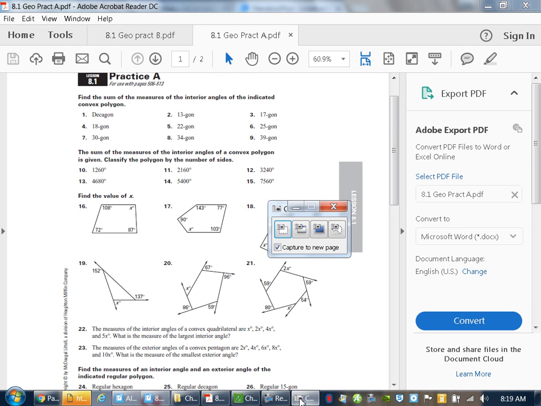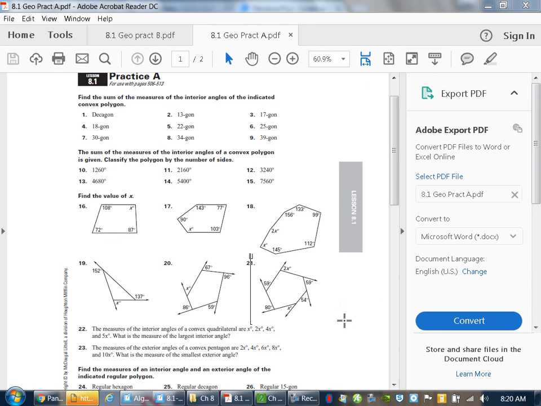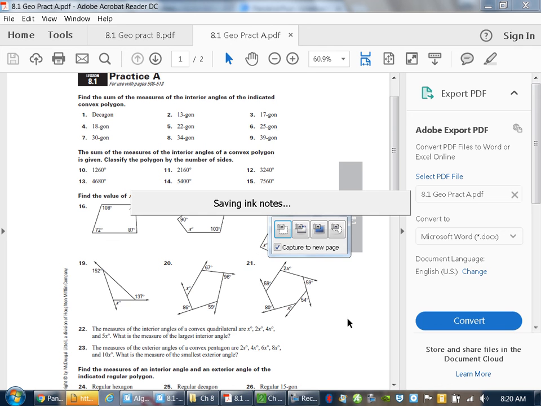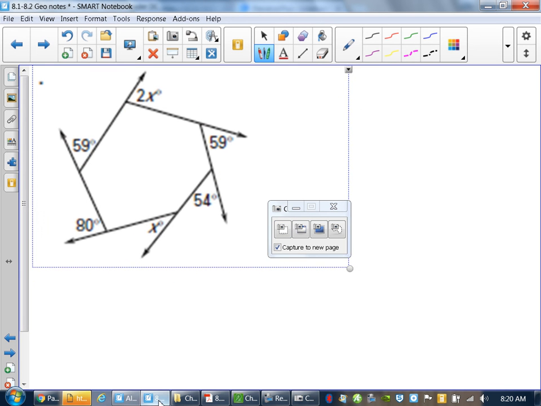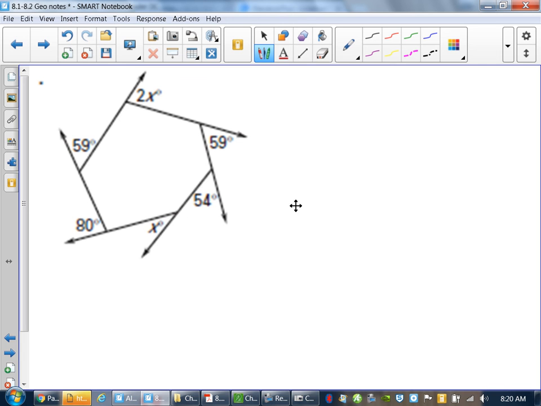All right, let's make it scary. But are those interior or exterior angles? Exterior. What do they have to add up to equal? 360. 360. Do I need to do this problem?